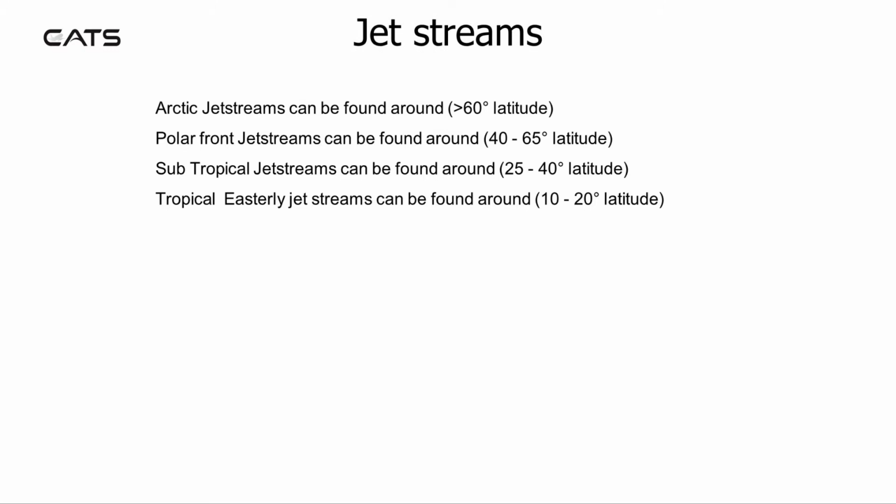Arctic jet streams can be found around 60 degrees of latitude. Polar front jet streams can be found around 40 to 65 degrees of latitude. Subtropical jet streams can be found around 25 to 40 degrees of latitude. Tropical easterly jet streams can be found around 10 to 20 degrees latitude, but typically near India.